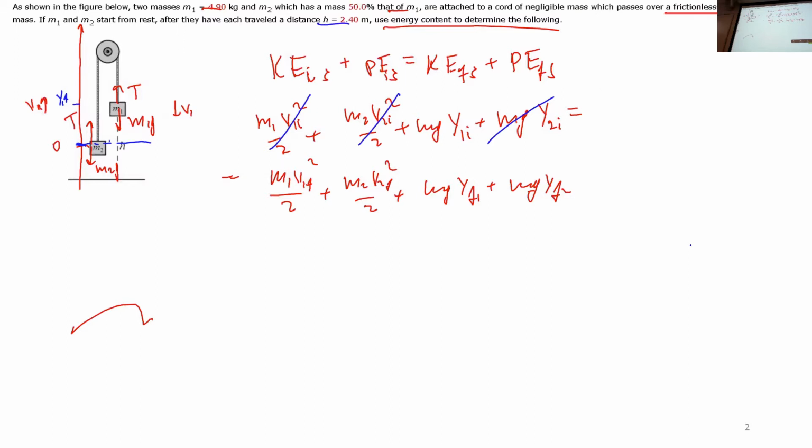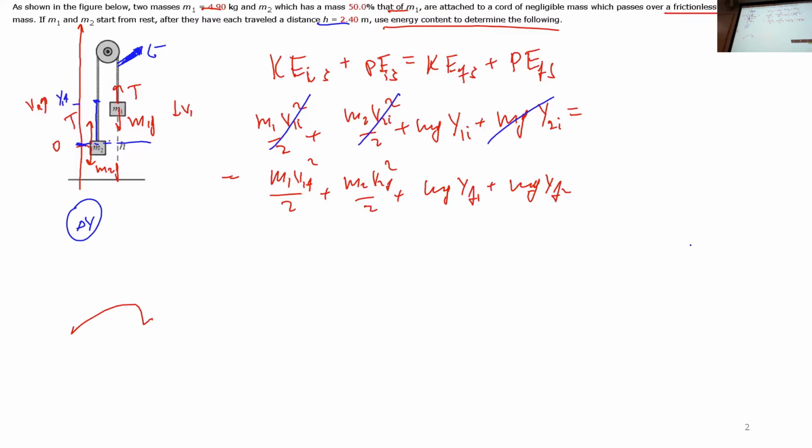So if this goes 2.4 meters up, that means we set the length of this rope to a convenient value. It doesn't have to be the same for both, but it could have been. It does not matter, because what matters is only the change. Exactly, delta Y matters.